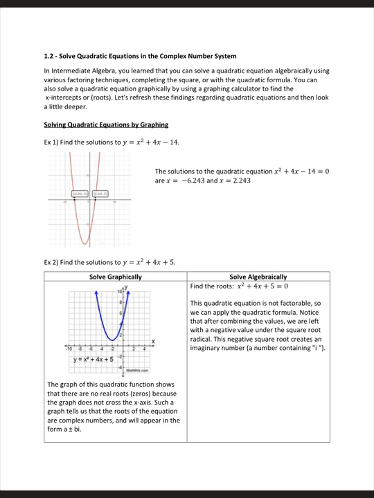Starting with solving quadratic equations by graphing, see example 1. It says find the solutions to this quadratic y equals x squared plus 4x minus 14. So if I was to solve this by graphing, the first thing I would do is take out my graphing calculator. I would go to y equals, and then I would type in the equation, x squared plus 4x minus 14. And then I would hit graph, and you should see that a graph appears similar to the one that I have displayed on our sheet.